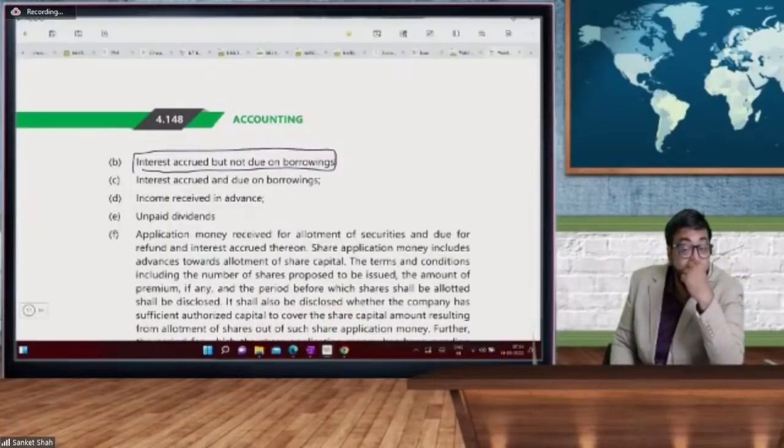Okay. But now this Companies Act changed these two words, interest accrued but not due and interest accrued and due. Can anyone explain to me the difference between interest accrued and due and interest accrued but not due? Yes. Any one of you?